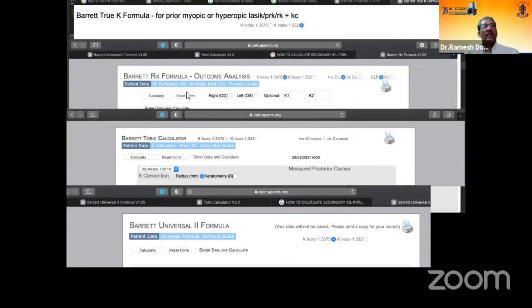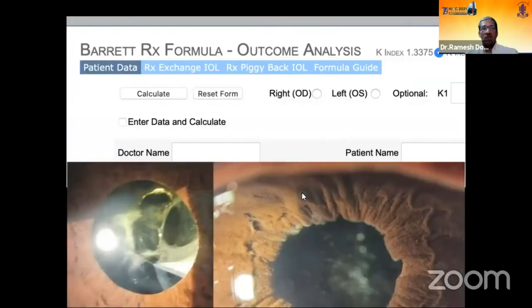Then when you want to do a lens exchange or a piggyback lens, you have to use the Barrett RX formula. Use the Barrett Toric calculator as your go-to for all your patients. And this is the basic spherical error calculation which underpins all the other formulae, the Barrett's Universal 2 formula. So you have a group of formulas, and this is the Barrett suite of formulas.